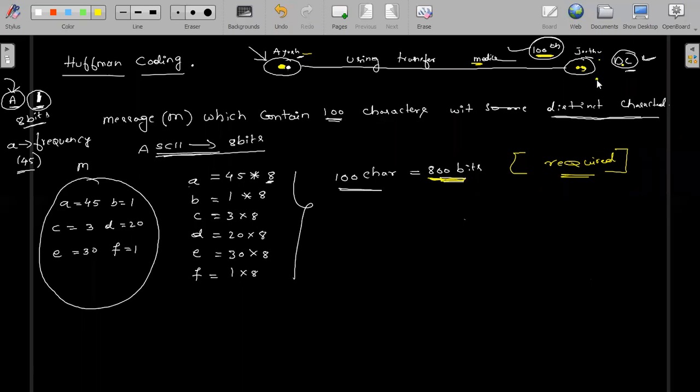Okay, understanding everyone? Okay, done. I think you people are very clear. Okay, for 100 characters, we are getting 800 bits.